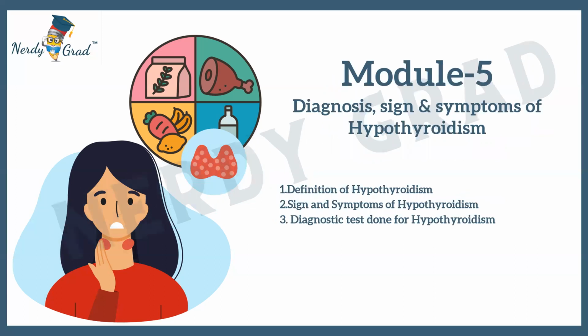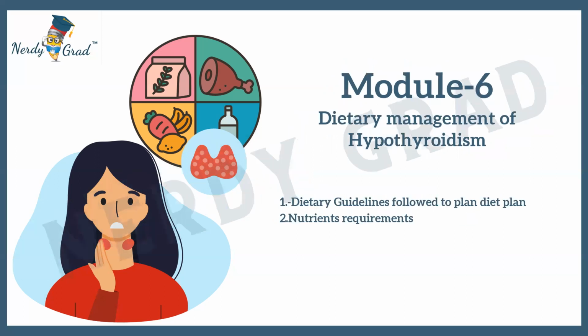Next is module 5, which would contain diagnosis, signs and symptoms of hypothyroidism. In this, we will learn the definition of hypothyroidism, signs and symptoms of hypothyroidism, and diagnostic tests done to detect hypothyroidism. Next is module 6, which contains dietary management of hypothyroidism. It contains the dietary guidelines to follow to plan a dietary plan for hypothyroidism, which is very important. And next is nutrient requirement. This module is very important because most of the patients are suffering from hypothyroidism.